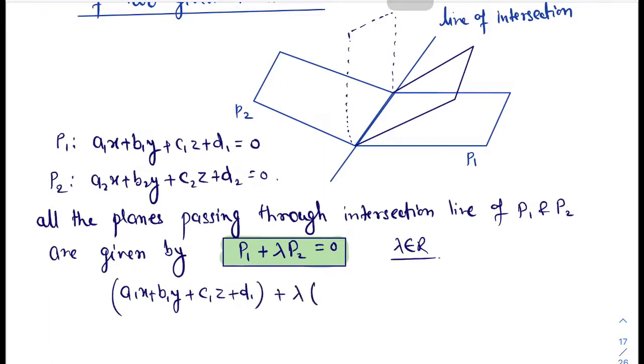I can write this equation as a1x plus b1y plus c1z plus d1, plus lambda times a2x plus b2y plus c2z plus d2, equal to 0. I can write it like this.